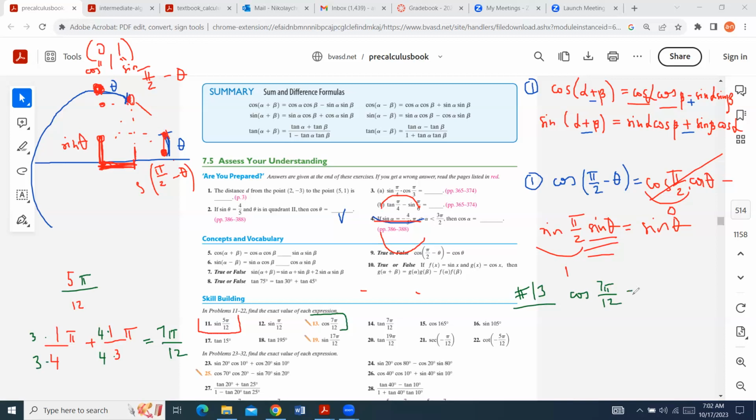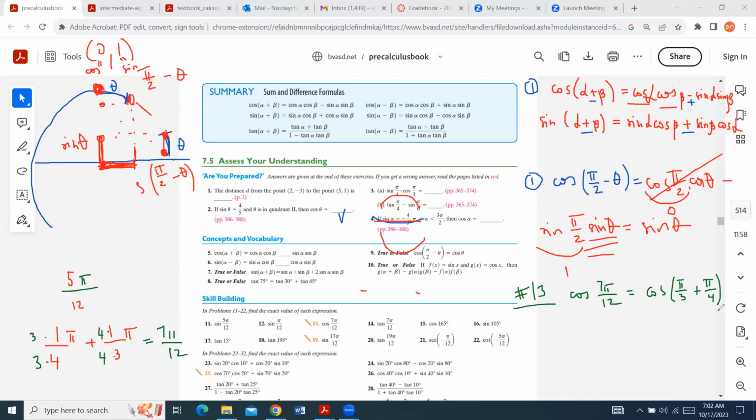I can say this is a cosine of pi over 3 plus pi over 4.